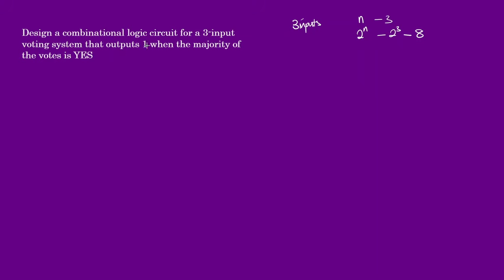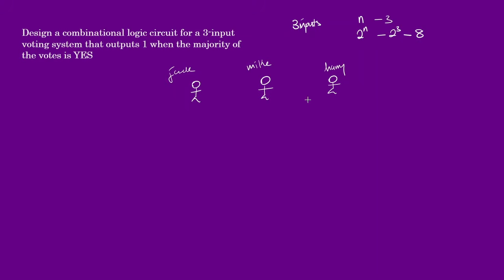The output is 1 when the majority of the votes is yes. I have a really cute, really fancy way of showing this. Let's say we have 3 people. Let's really get into the nitty-gritty of defining this problem. Let's say we have Jack, Mike, and Harry, and they're each going to vote.